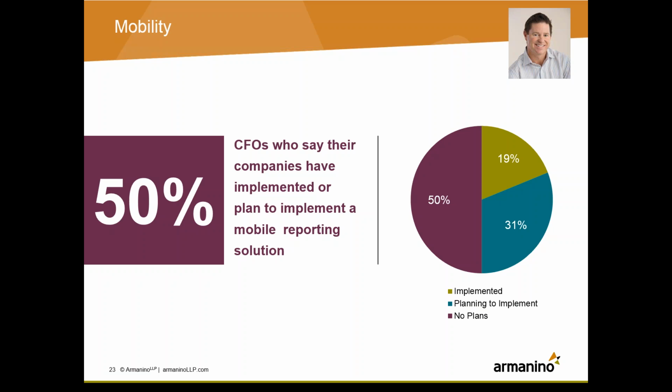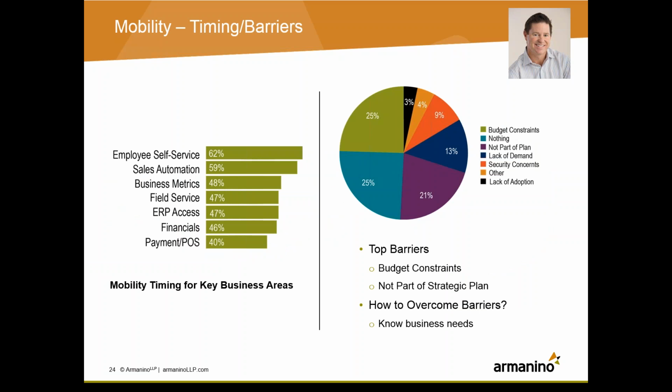Of the companies who have implemented or are planning to implement mobile solutions, there were some key areas that stood out. Employee self-service was the number one area that companies were looking to employ mobile capabilities. Sales automation was the second largest area, and then business metrics, reporting and analytics was the third area. And then finally, ERP access, so getting information straight out of the ERP system, made the top 4. But we also surveyed CFOs on what are the barriers that are coming up during this process.